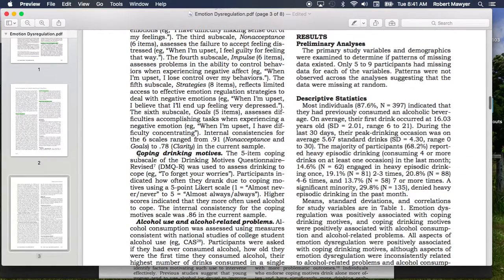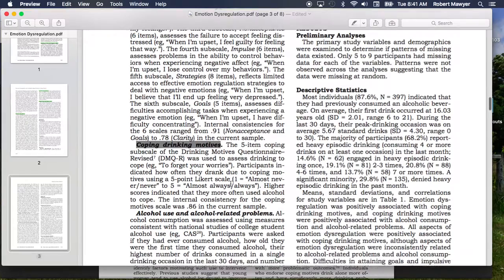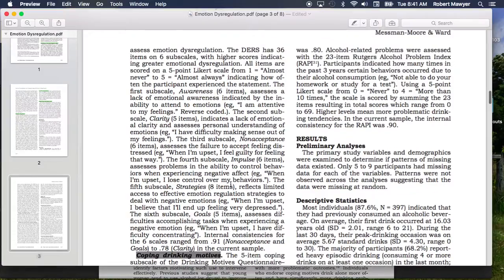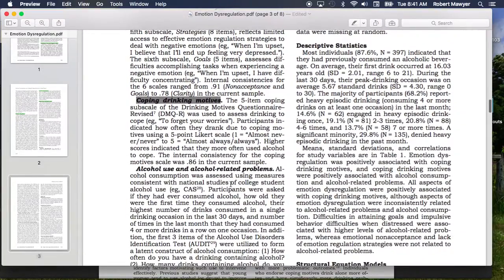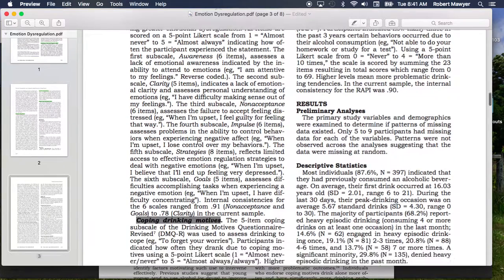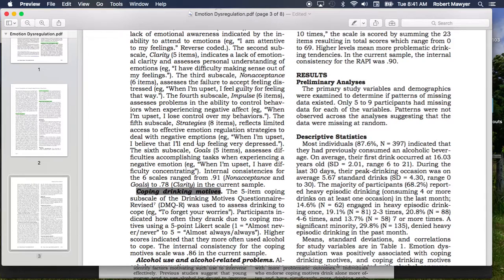And oh, there's also a coping drinking motives scale. But this is basically, I guess, with a survey, a way of scoring that survey so that you can then see, okay, a person who scored high on emotion dysregulation maybe also scored high in coping drinking motives. So there's a link. It helps us predict the thing.